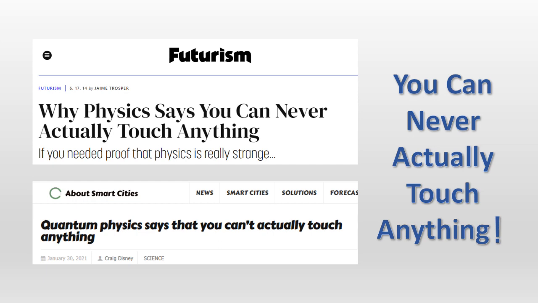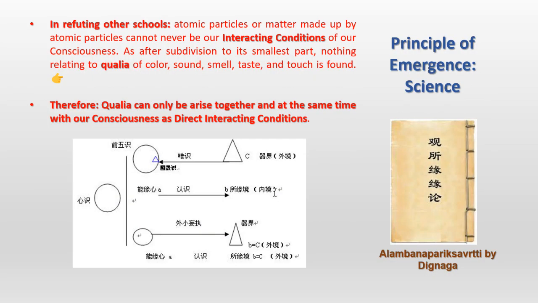Then where do we get our sensations from without contact? Are all that we experience illusions? We now have to hear Dignaga, who wrote the critical text of Yogacara Buddhism, which is Alambana Pariksavarti. In this text, he refuted the other schools' views that either atoms, or substance made up by atoms, can provide qualia as our interacting conditions for our consciousness. He argued that when one divides the substance or atom to its smallest constituent, one cannot find qualia such as color, sound, smell, taste, and touch.